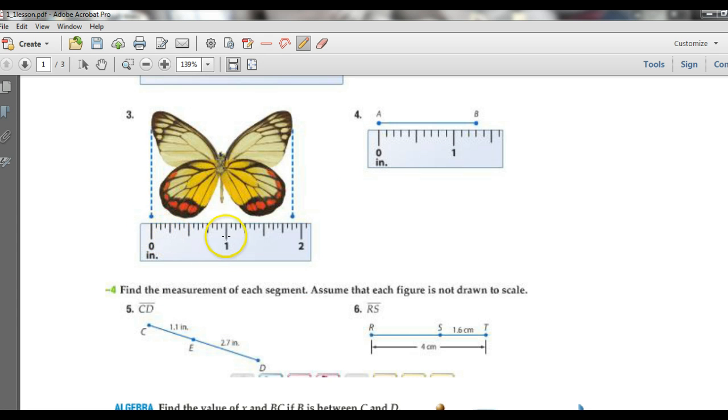Number 3, we would have 1 inch, and looks like we're on the 8th marks there, so we would have 1, 2, 3, 4, 5, 6, 7 eighths.